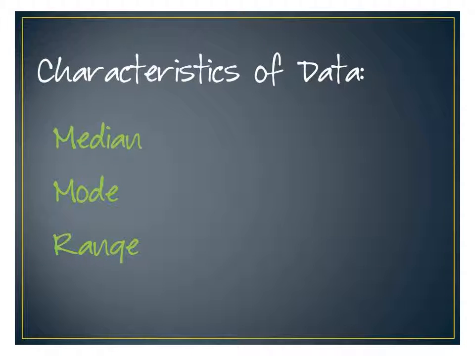This video is going to look at 3 different characteristics for data: the median, the mode, and the range. Whenever we're asked to find the median, we need to think about looking for the number in the middle. And we don't just look for the number in the middle of the data set, we have to first arrange the numbers from least to greatest.